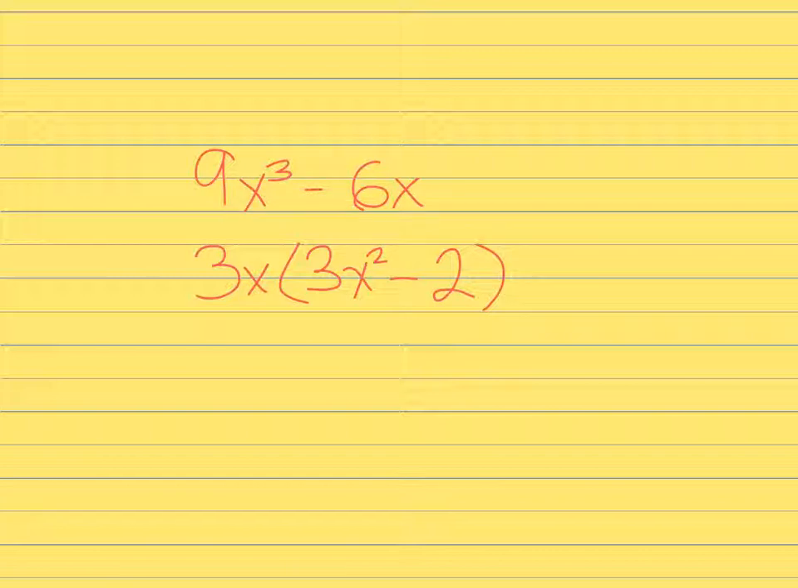then when we want to check it, we're just going to go ahead and do distributive property. We're going to take 3x and multiply it by 3x squared, and then say minus 3x times 2, and see if we get this back. If we get this back, then we know we did it correctly. So 3x times 3x squared would be 9x cubed. And then 3x times 2 would be 6x. So yes, that checks. It was done correctly.